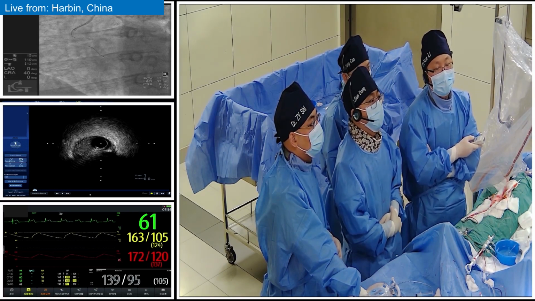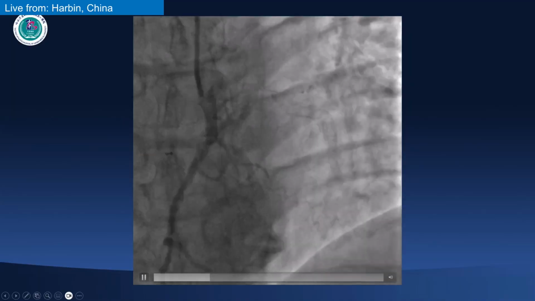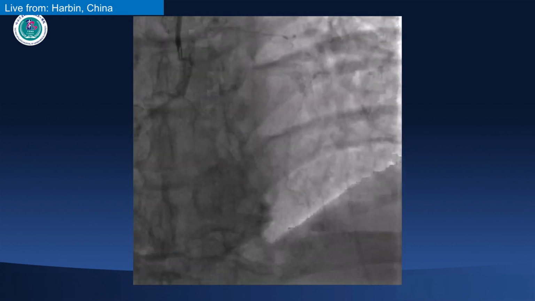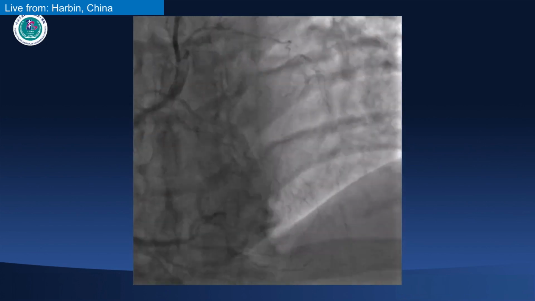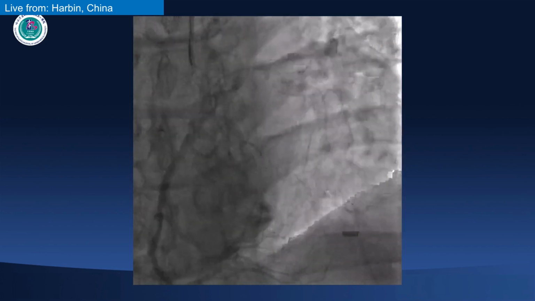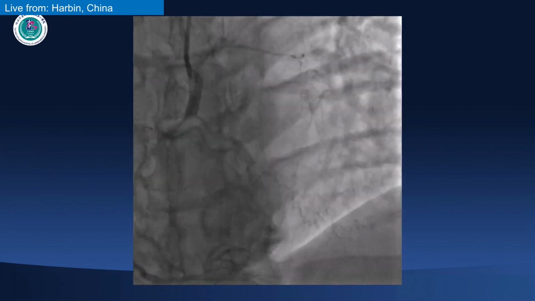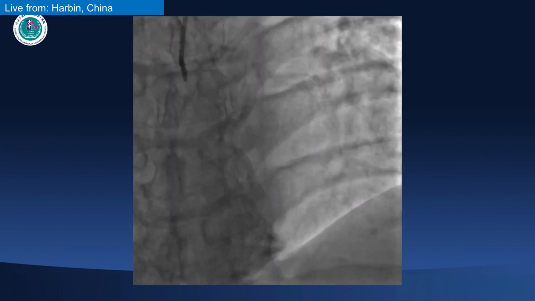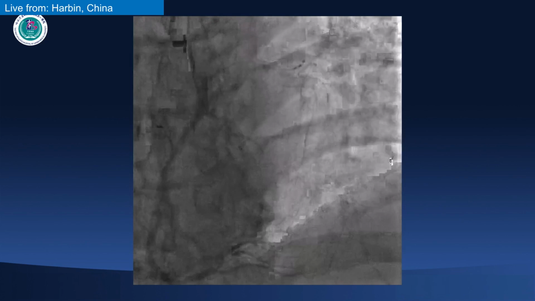This is the right coronary artery angiography, and it shows very long, diffuse, mild stenosis of the right coronary artery. And you can see there are some collaterals to support the LAD, maybe from the PL, and there is a septal branch from the proximal right coronary artery to support the left anterior descending.